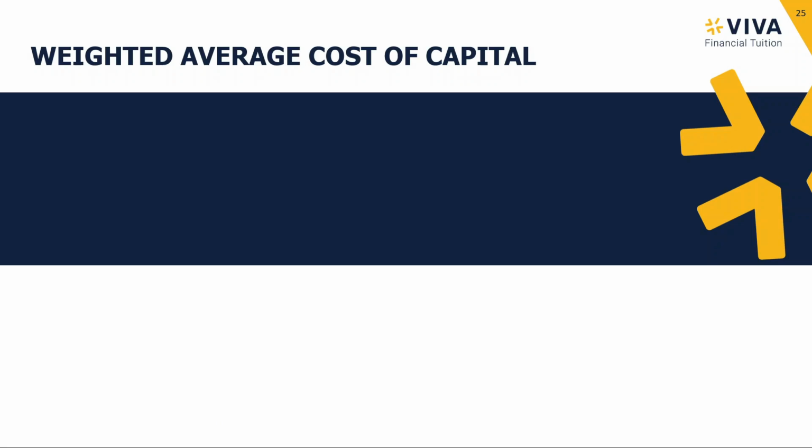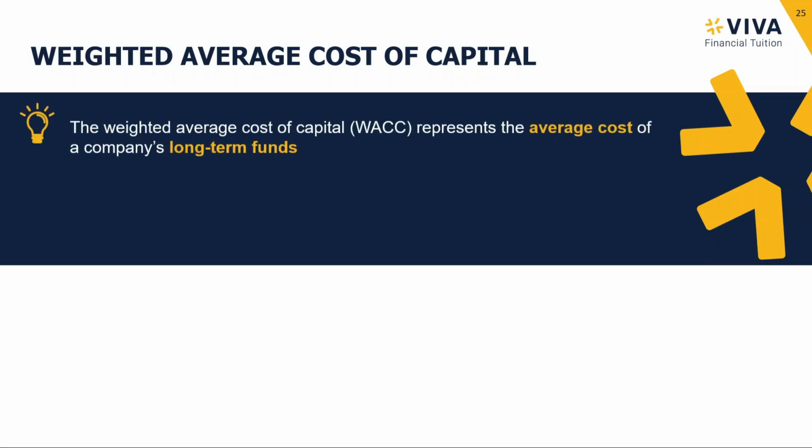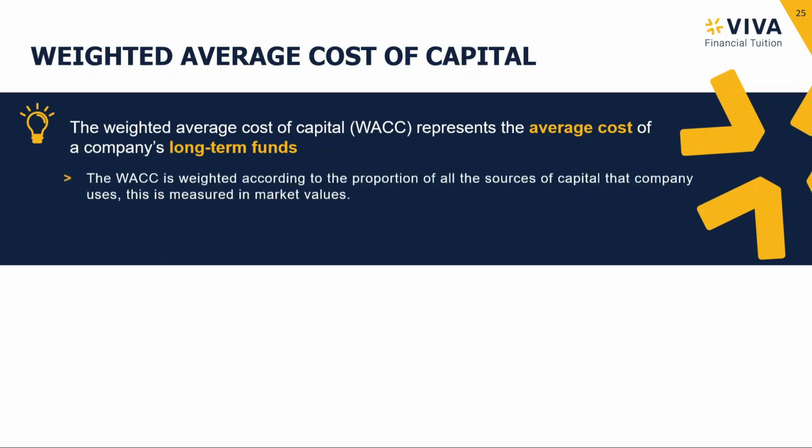Another measure that investors will be very interested in, and the financial manager here is very responsible for, is the weighted average cost of capital. So let's just remind you how this is put together. So this represents the average cost of our long-term funds, generally our equity and debt. Now to work out that average, we need to weight it according to how the different sources of capital really make up the capital structure of that company.